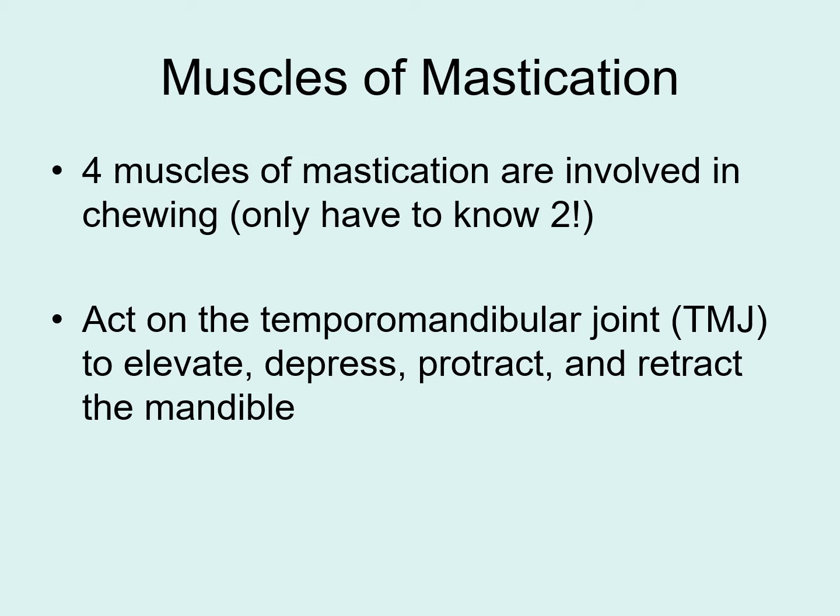For chewing, which is mastication, there are 4 muscles that are involved with chewing. You only have to know 2 of them. They do act on the TMJ, which is the temporomandibular joint. It helps to elevate and depress, protract, and retract that mandible, the lower jaw. Move it to allow for that chewing process to occur.